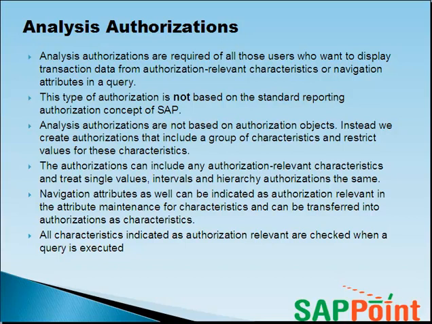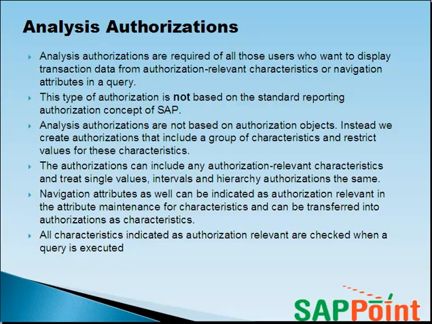Now, analysis authorization is not based on an authorization object. So what do we do? We create authorizations that include a group of characteristics and restrict values for these characteristics. So you can group, let's say, sales center, sales order, or sales group characteristics and their navigation attributes, and build an analysis authorization on that group.